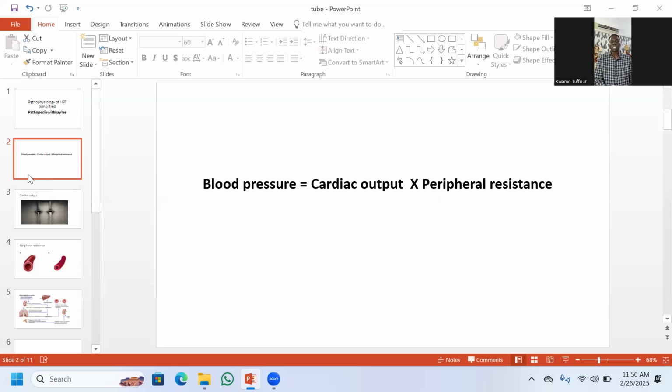We said this means that blood pressure is directly related to cardiac output and peripheral resistance, which in simple terms means that if the cardiac output increases, automatically the blood pressure will increase. The same thing applies to the peripheral resistance. If it increases, the blood pressure will also increase. And the other way around, if the cardiac output decreases, the blood pressure will decrease. And if the peripheral resistance decreases, the blood pressure will decrease. So these two, cardiac output and peripheral resistance, have a direct influence on the blood pressure.